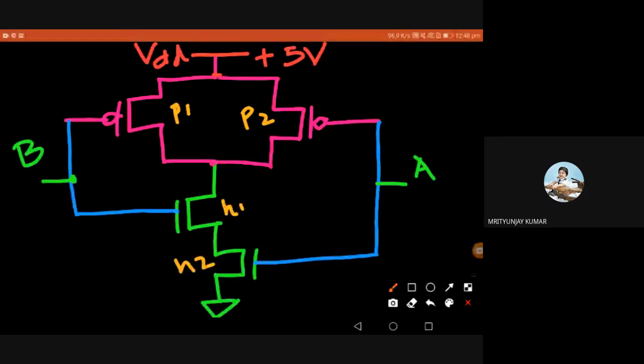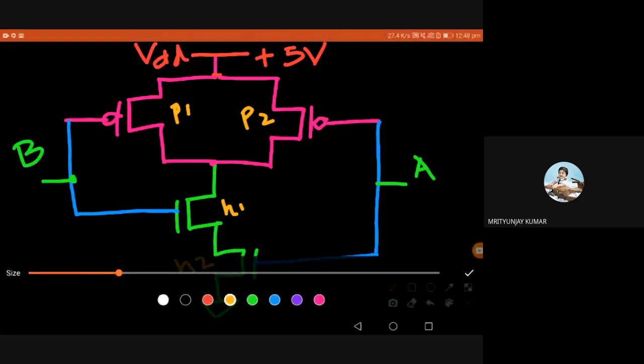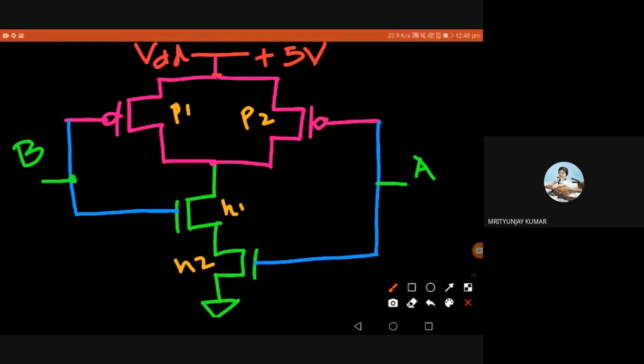Clear? Now the inputs are ready. B is going to P1 and N1, A is going to P2 and N2. Now I'm telling you my output. I'm taking a point here, and I'm taking output at point V output. This is connected to a point here, at the intersection of the PMOS and NMOS. So this completes my circuit.